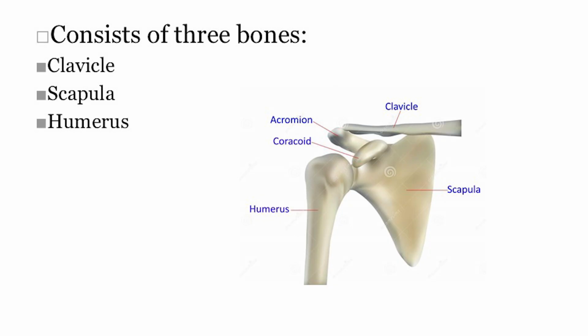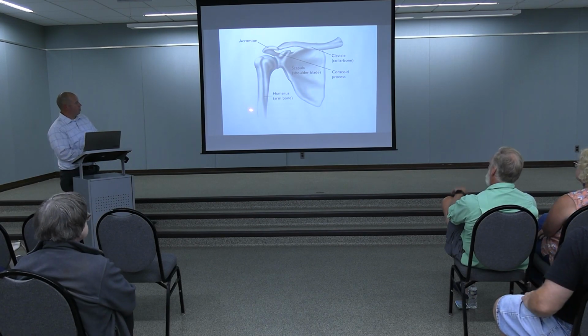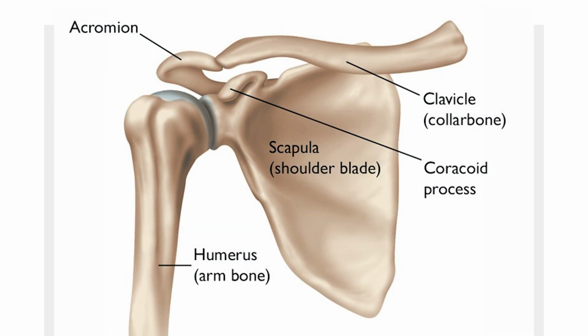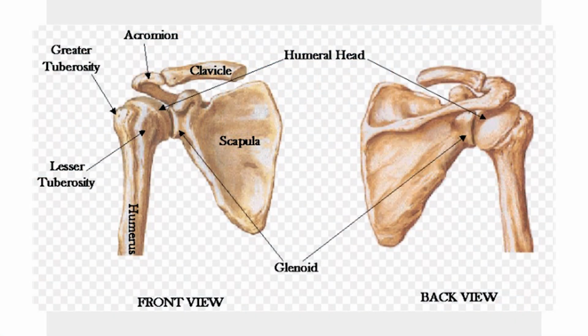So here's a blow up of the bones: the shoulder blade, collarbone, and humerus. Here's the front view, and the back view looks a little different. And normally, obviously, you're going to have muscles attached to the bones here.